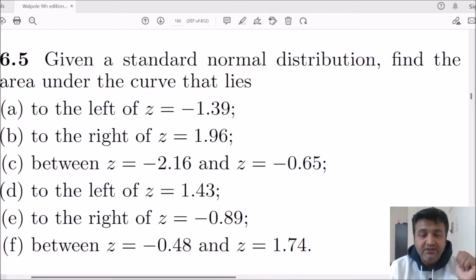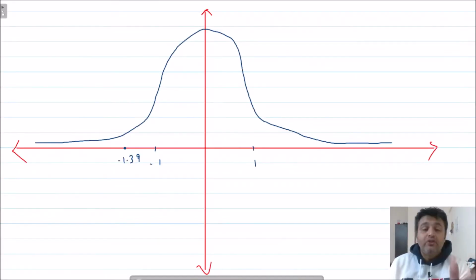The first question is, given a standard normal distribution, you have to find the area under the curve that lies to the left of z equal to minus 1.39. So here is the normal curve I have tried to draw. It's a symmetrical one. It doesn't look like it, but it's almost symmetrical. Here is the standard normal curve with mean 0 and standard deviation 1. You want to find the area to the left of minus 1.39. That means you are supposed to find this area, and this goes towards minus infinity.